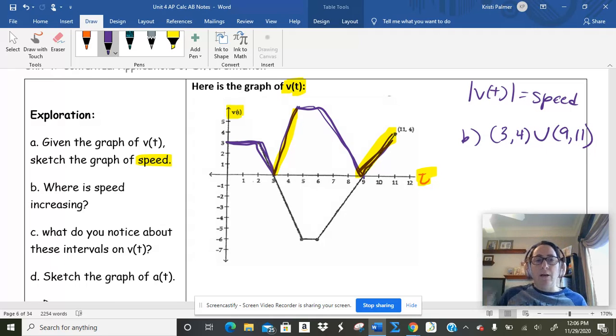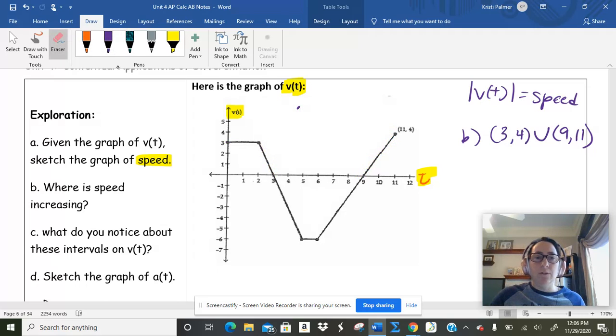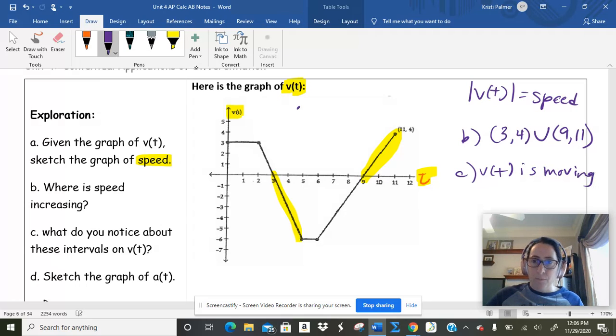So what do we notice about those intervals back here now? I'm going to get rid of all this and just look at the v of t graph. This was my v of t graph. What do I notice about the interval from 3 to 4 and from 9 to 11? Well, I can see that on v of t, as time is increasing, v of t is moving away from the x-axis.